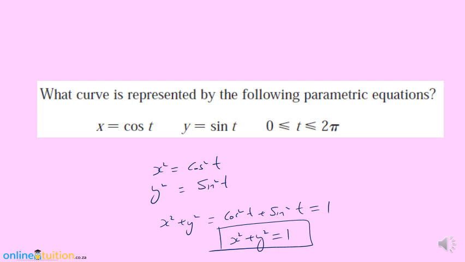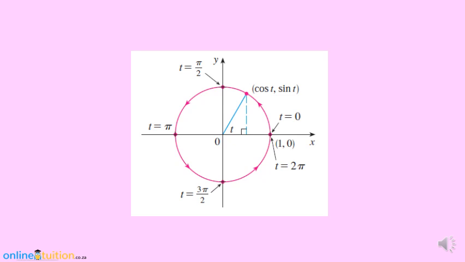Yeah, that is so cool. And that's the circle that you see for the curve x equals cos t, y equals sine t, defined parametrically, or x squared plus y squared equals r squared.